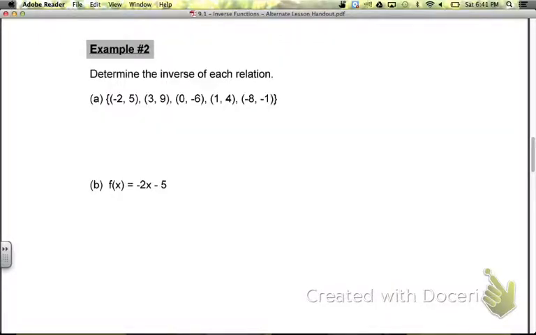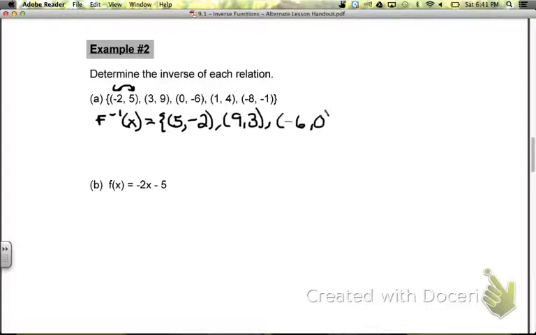So example 2, we want to determine the inverse of each relation. In our first one, we are given a set of ordered pairs, which are points. So we want to find f inverse of x. We're going to just go ahead and switch our x and y's in each ordered pair. So it's going to become (5, -2), (9, 3), (-6, 0), (4, 1), (-1, -8). So that's our final answer there, since it's just a set of ordered pairs.